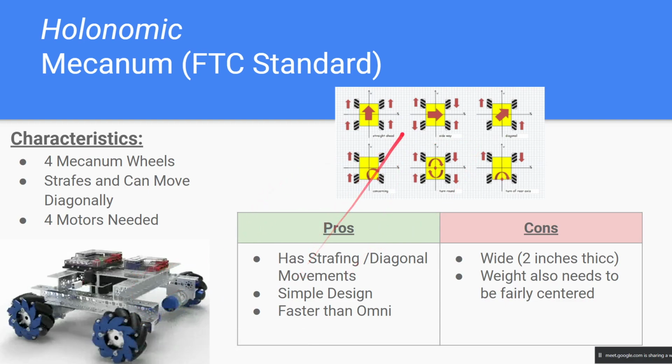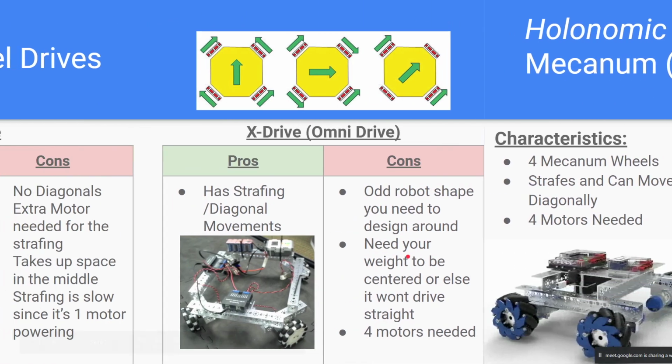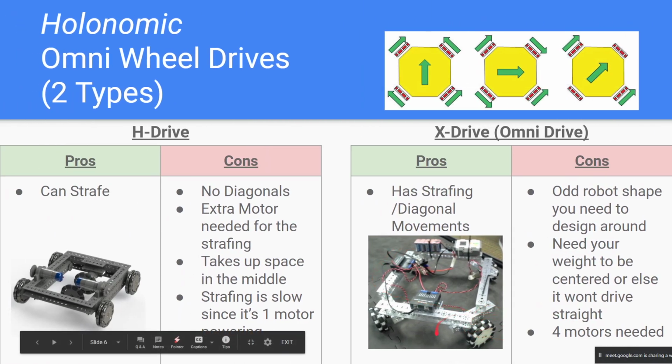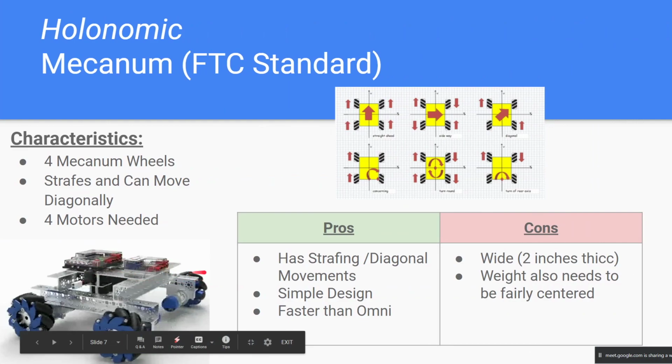Like I said, they strafe. I think these are better because it's simple, right? You don't have to deal with this monstrosity in the corner. That's so weird. This is normal. Your wheels are just on the sides. There's nothing to worry about.